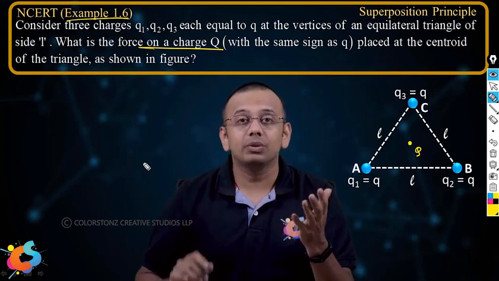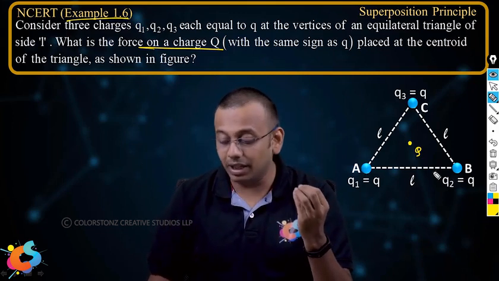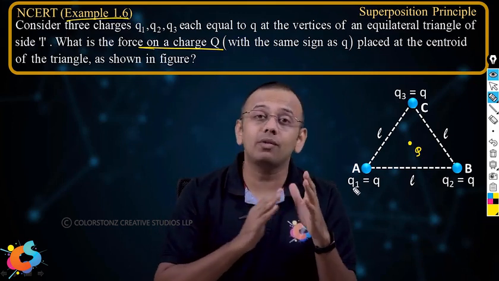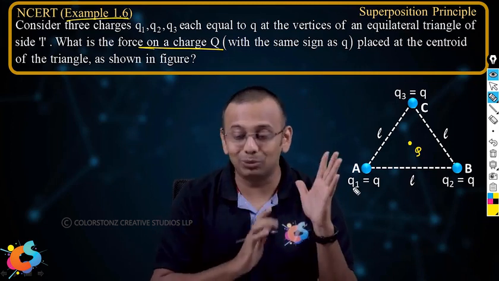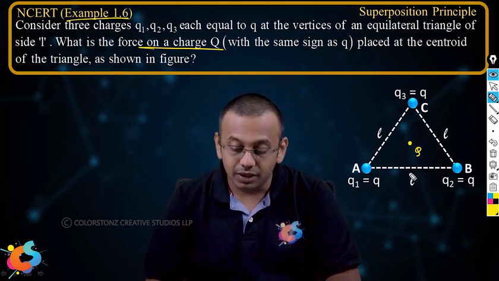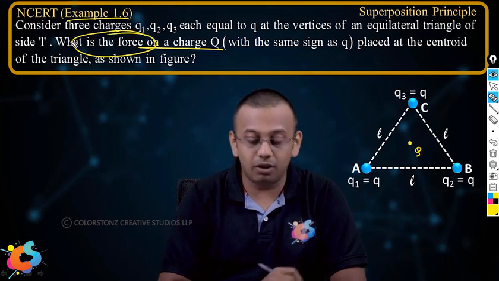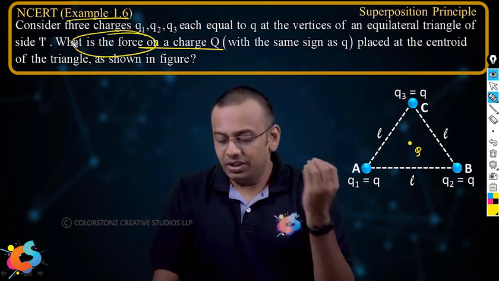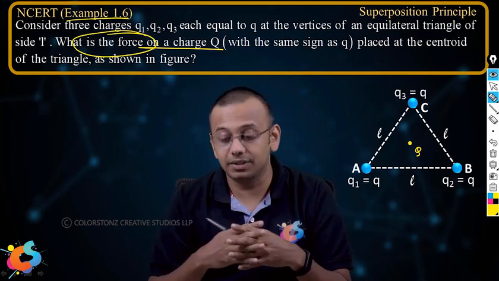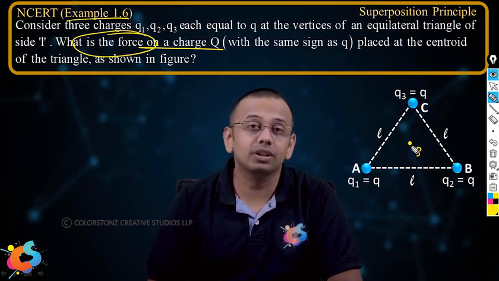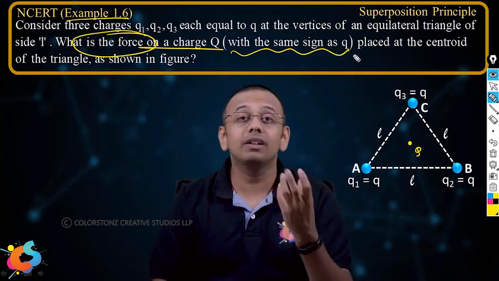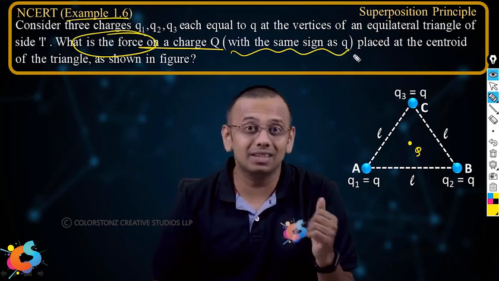We have three particles. So we have given them the name A, B, C. The charges are Q1, Q2, Q3, but the magnitude of all of them is equal, Q, Q, and Q. There's a fourth charge kept at the center. We have to find what will be the net force. What is the force on this charge capital Q? So we need to apply superposition principle because there are three different particles which are exerting force on this Q, and capital Q is of the same sign as small q. Therefore, all the forces will be repulsive in nature.